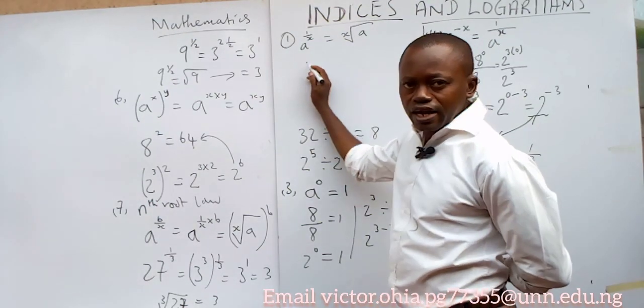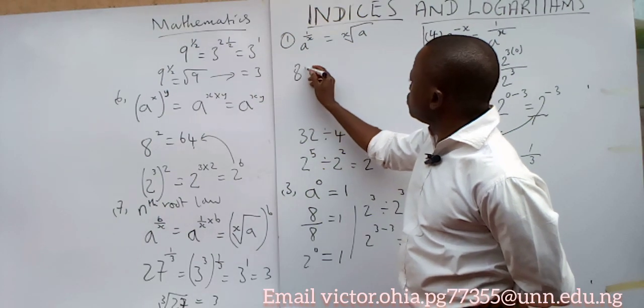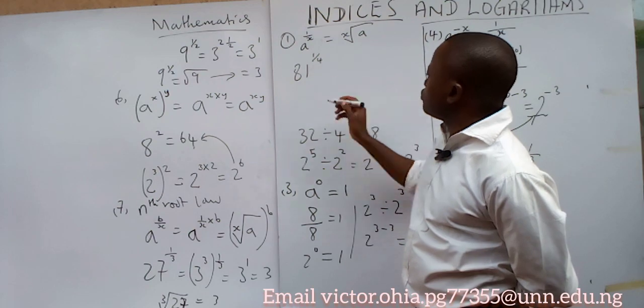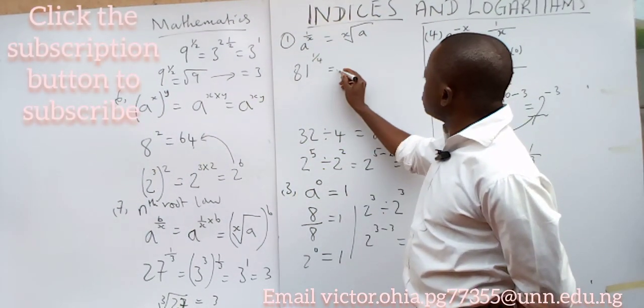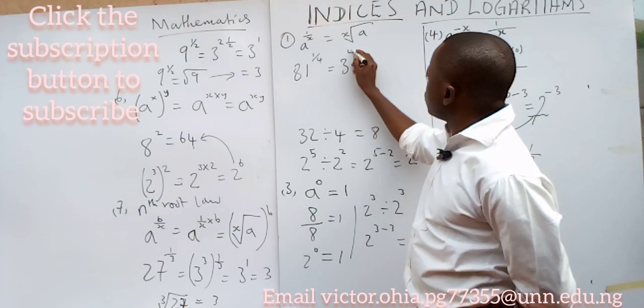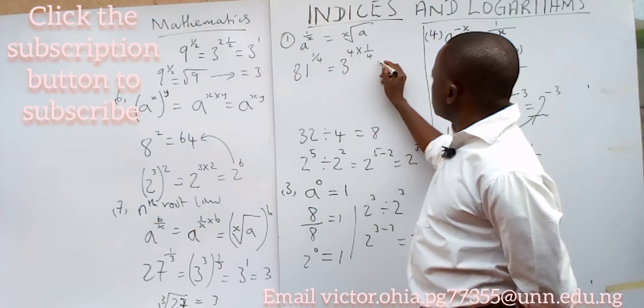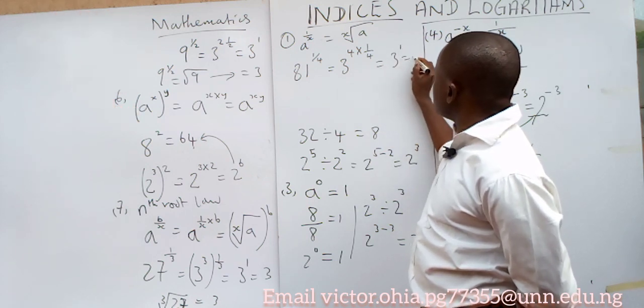you can also verify. Let's try another one again, like 81 raised to power 1 over 4. Now you know that 81 is the same thing as 3 raised to power 4. Now this will multiply the existing power, which is 1 over 4. You see that this will become 3 raised to power 1, which is 3.